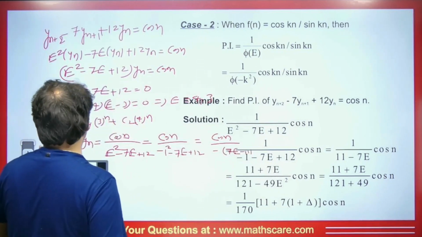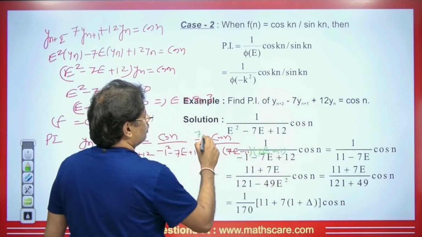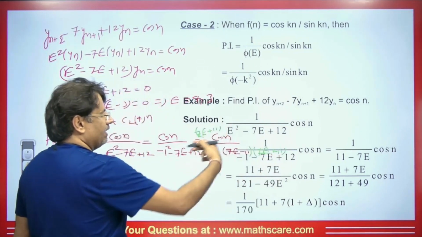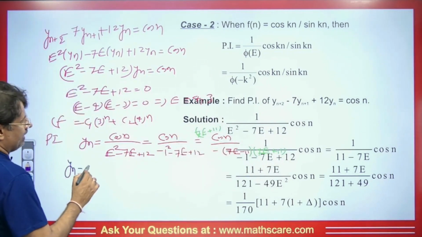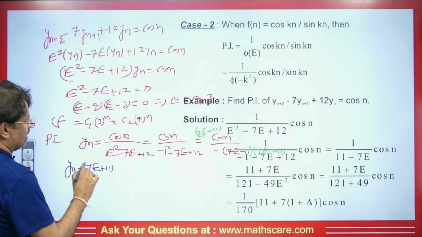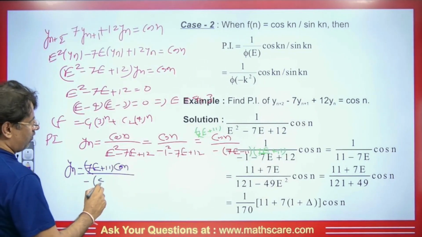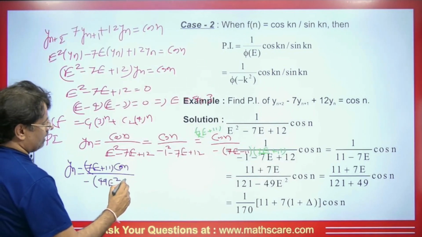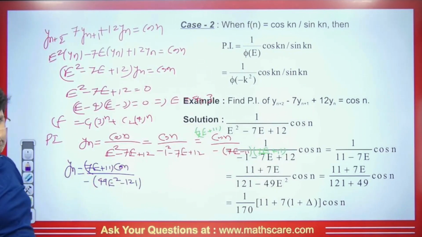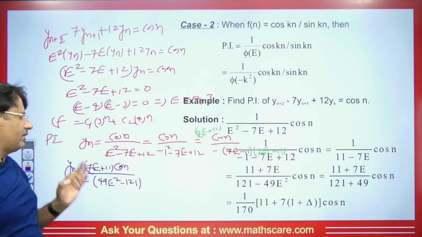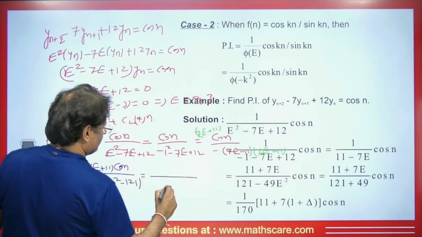Now what happens is, as we do in differential equations, we rationalize it. That means we multiply and divide by 7E plus 11, both up and down. Students, we multiply up and down by this 7E plus 11 so that we get E square here. So here we will get yn is equal to 7E plus 11, and cos n, divided by, at the denominator, please look carefully, minus 49 E square minus 121, okay? In place of E square, if we put minus 1 square, it will be minus 49. So minus 49 minus 121 is minus 170. So this will be 170 in the denominator.